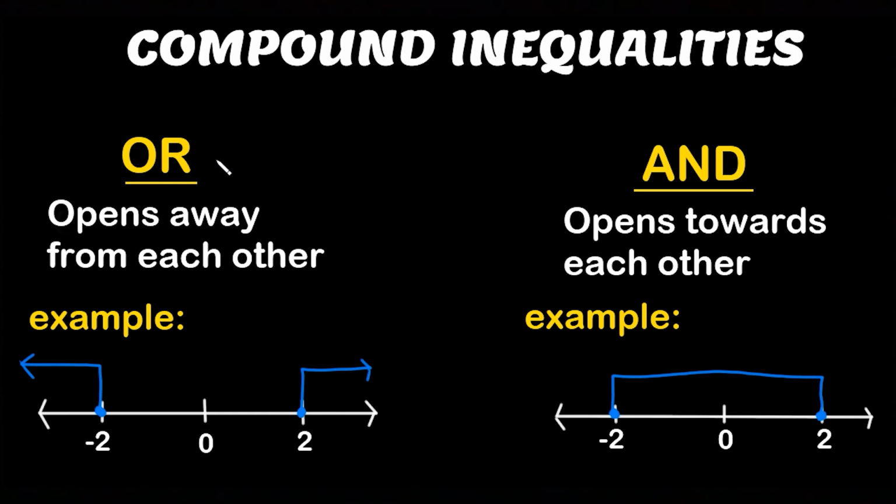So with a compound inequality, you have two different types. You have or and you have and. And again, or will be a disjunction, while and will be a conjunction, right? But all you really have to remember is or and and.